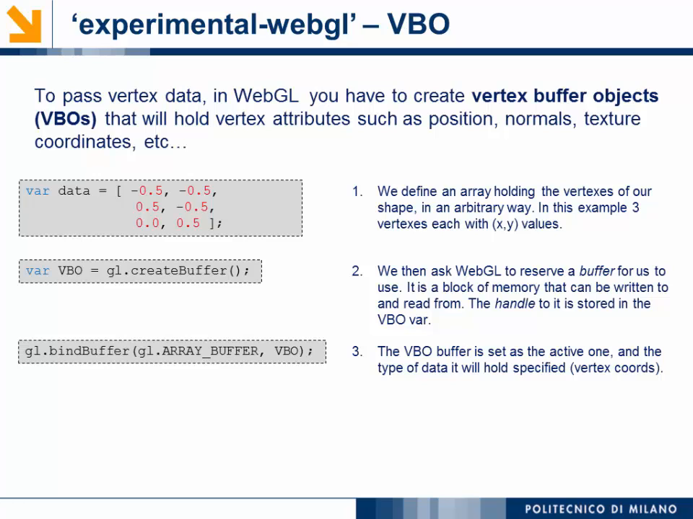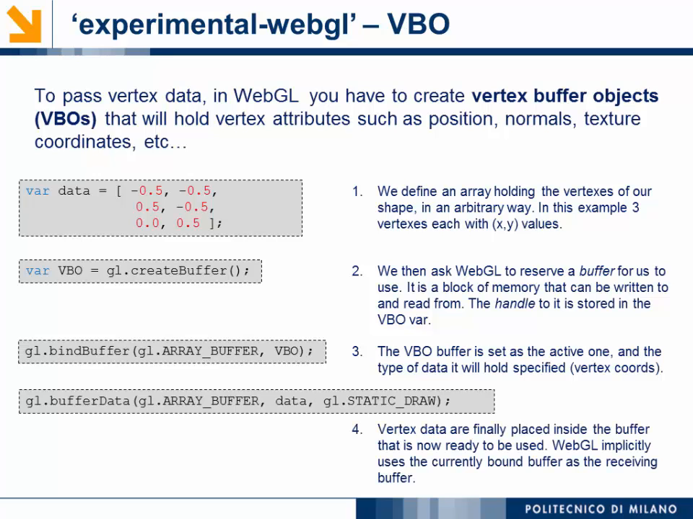So we have data, and the data are stored on the CPU memory. Sorry, on your client side memory. The buffer is on the GPU side, so they are in two different places. We reserved a portion of memory there, and we specify that we want to use it as an array buffer. Then we do the movement. We take things from the data variable and we move all those data inside the buffer on the GPU.